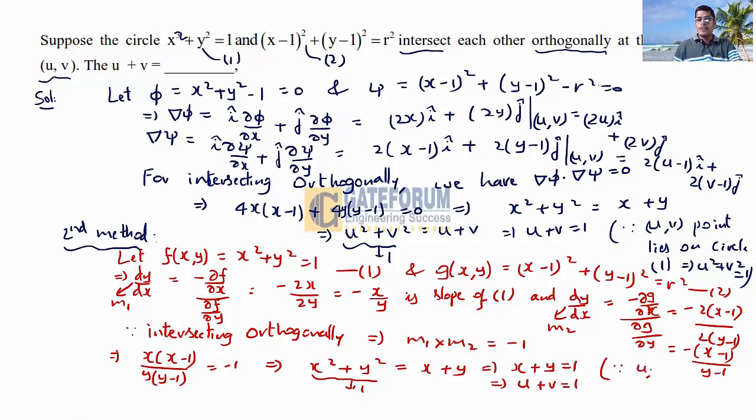Since u comma v is the point of intersection, that means you can find these m1, m2 slopes at u comma v. That is, automatically u comma v lies on the two curves. It doesn't mean the point is satisfying the slope. We are calculating the slopes at the u comma v point. Okay.